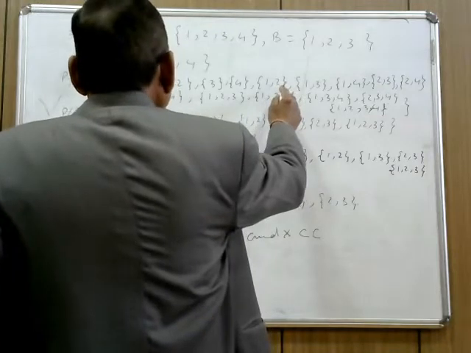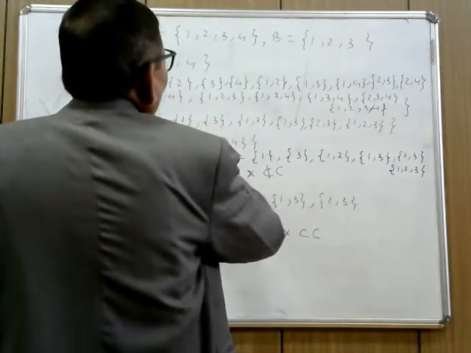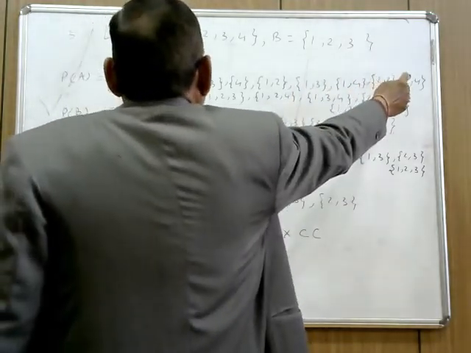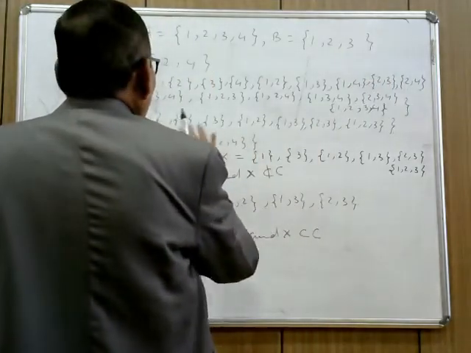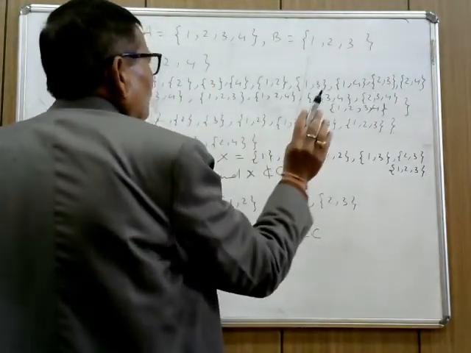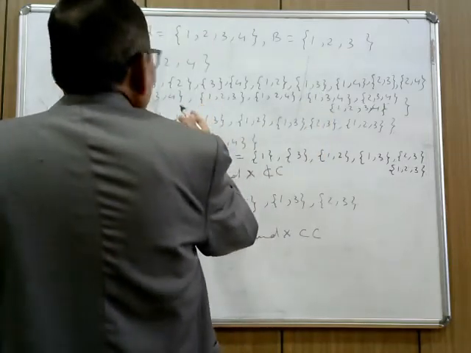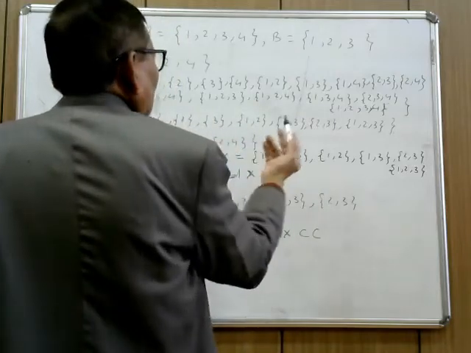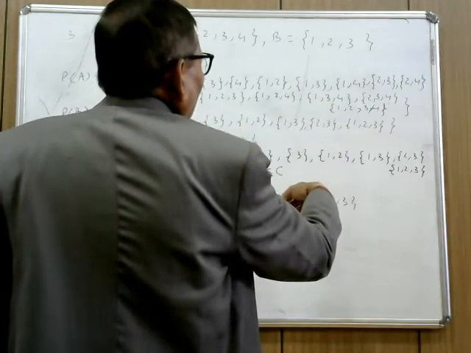Similarly, {1, 2} is here, {1, 2} is here, but {1, 2} is not here. You cannot take {1, 2}. {2, 4} is there, but {2, 4} is not in B, so that is also not taken. Similarly, {3, 4} is there, but {3, 4} is not here. So that is also not there. This set is also not present there.